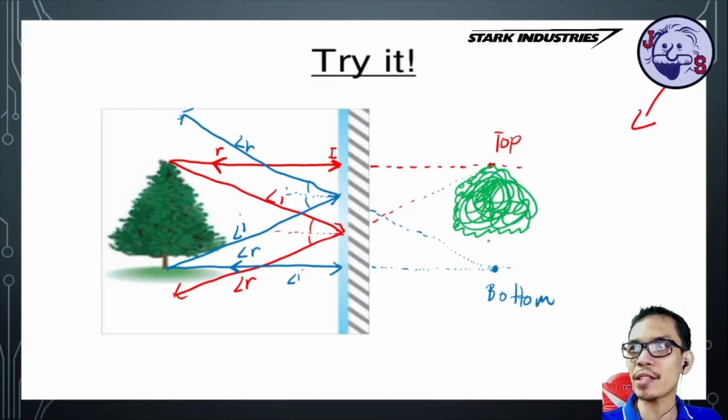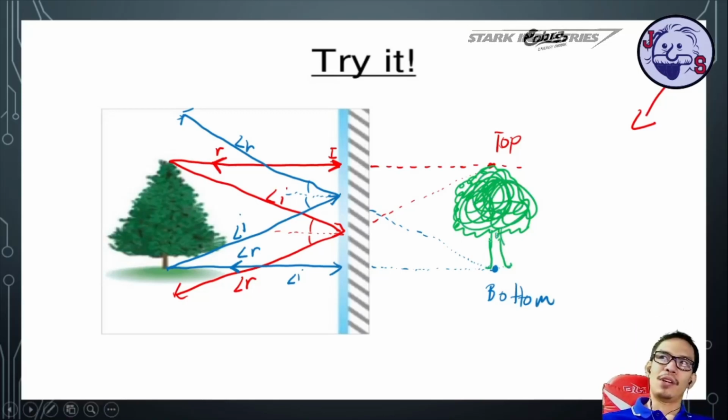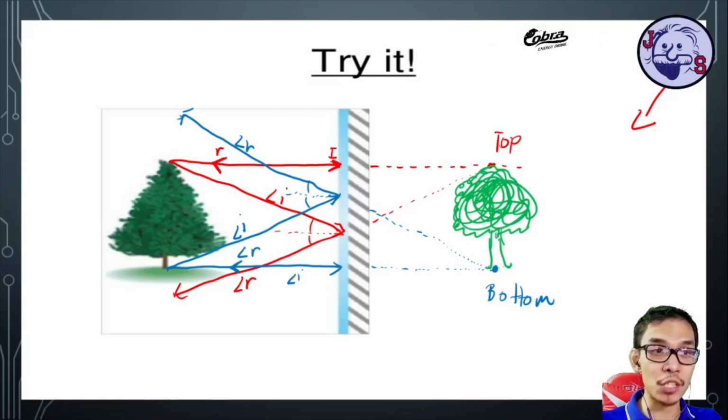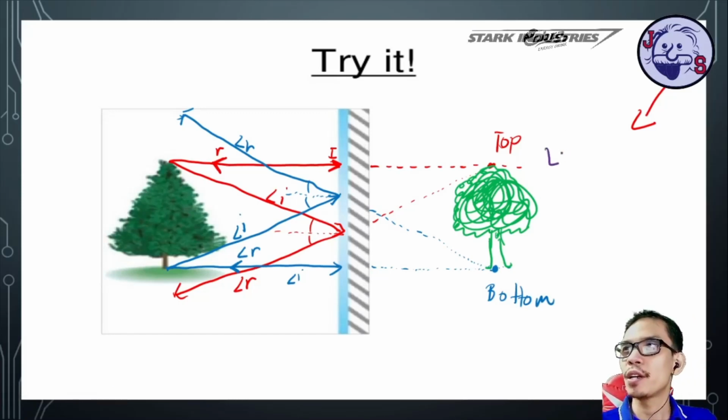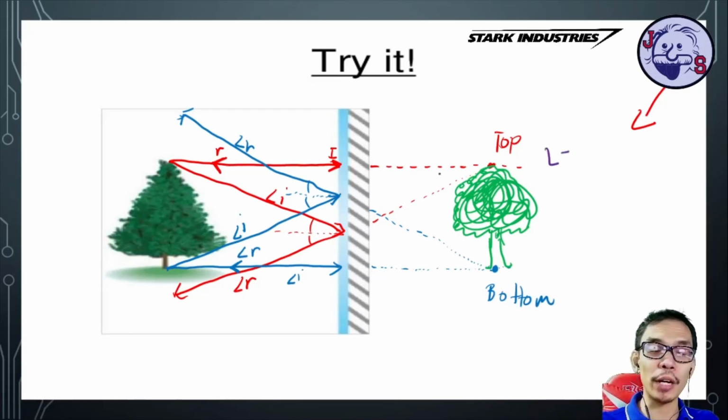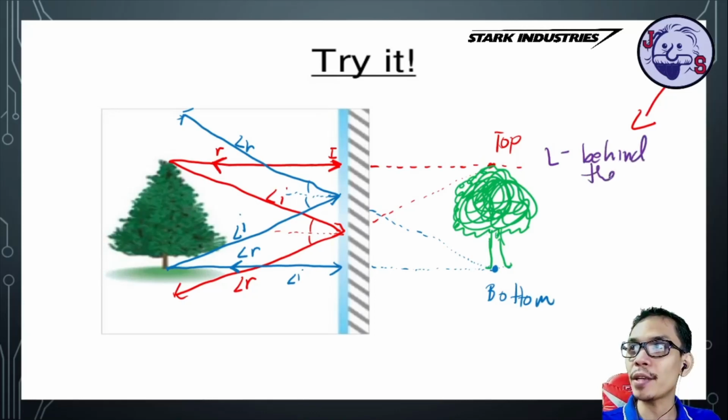Alright, so it looks like this. That is the image of the object. And what is the loss? Okay, so what is the loss for this one? Location of the image is behind the mirror. Behind the mirror.